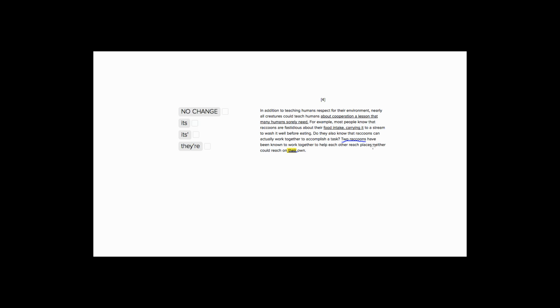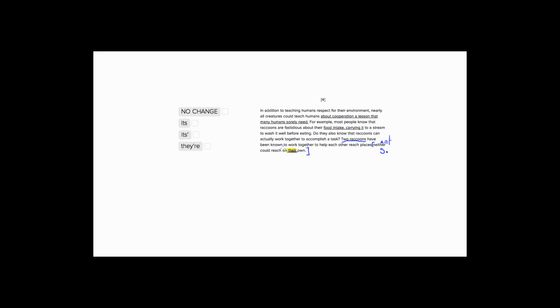So this is our key part. We have this "neither could reach on blank own." Here we're talking about two raccoons who can do something that one raccoon alone couldn't do. So this "neither" is going to be our antecedent that this pronoun wants to refer back to, and it's singular because we have two raccoons and neither, so one of the raccoons alone couldn't do this. So we want to find a pronoun that's singular.